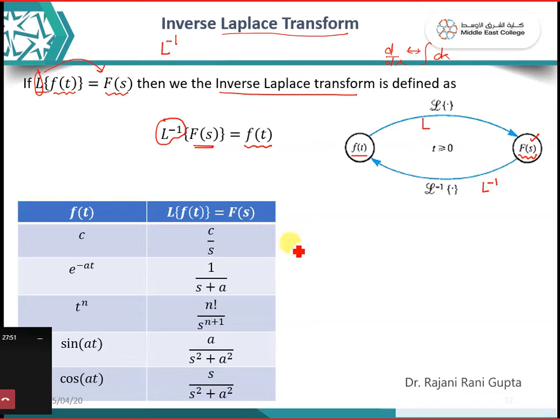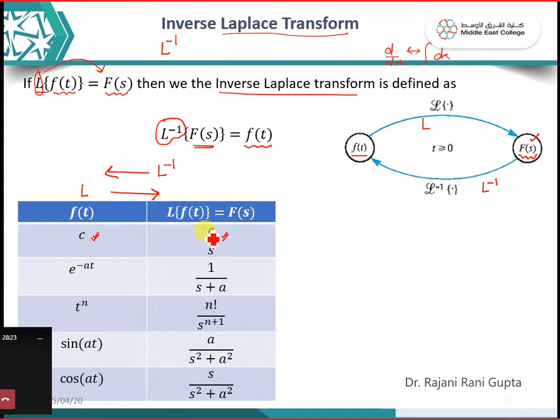Okay, so let's see how it works. Now this is the table that we use for Laplace transform. When we were working for Laplace transform, we are looking for the functions in the first column and the corresponding answer in the second column. So we were moving from left to right. Now when we want to solve it for inverse Laplace transform, we make use of the same table and move from right to left. Means we will look for the function here and the corresponding answer here.